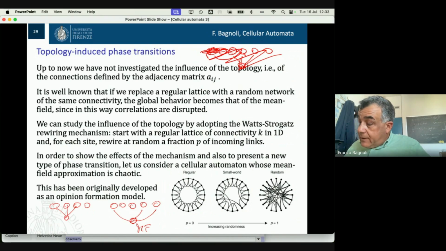Now, there is another possibility. It is of having quenched the connection. So you start from a regular one. You rewire a certain fraction p of links, but then you keep them in this condition, not rewiring at each time step. And now, what is interesting is that when p is essentially large enough, or essentially 1, you have again the mean field transition, the mean field behavior.